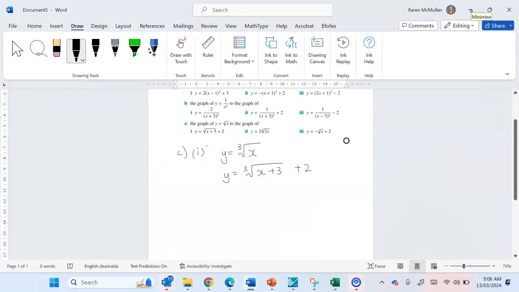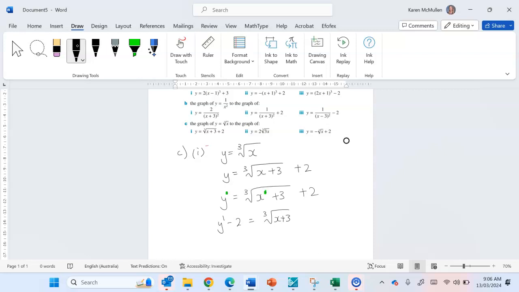All right, so our very first step is we're going to just change y to y dash, and then we've got the cubed root of x dash plus 3, plus 2. So we're just putting a little dash here to say that's our image. Then I need to rearrange it. So I'm just going to take that 2 away from both sides.